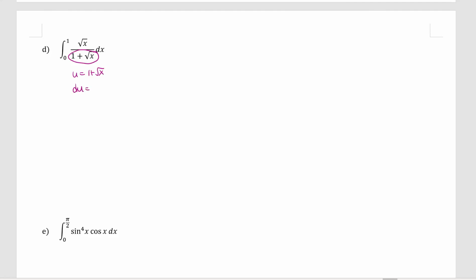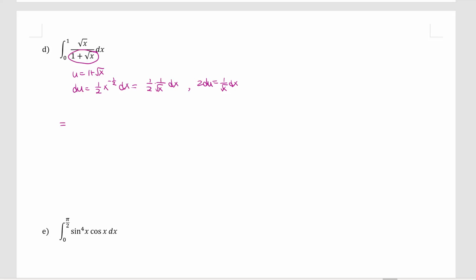And du is, oh, this is same as before, right? 1/2 x to the negative 1/2 dx. So that's 1/2 1 over square root of x dx. Oh, but my square root of x is on the numerator, not in the denominator. What do we do? So let's see. This problem is a little bit challenging. So here we have 1 over square root of x dx is then 2 du.